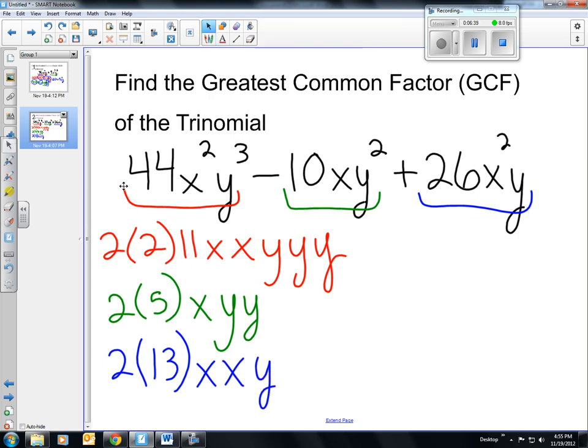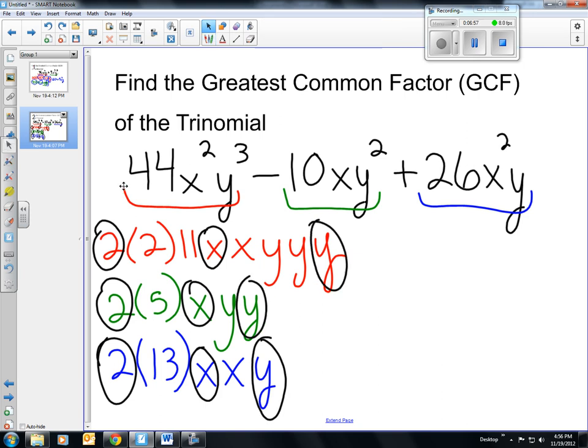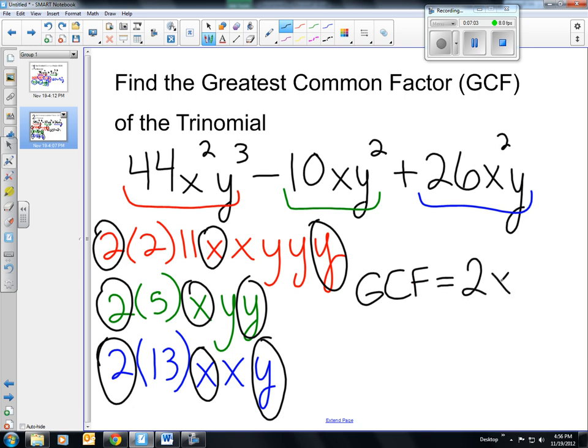Then we're looking for the greatest common factor, what they all share together. They're all going to share 1 two together, they're all going to share 1 x together, and they're all going to share 1 y together. So our GCF here of the trinomial is going to be 2xy in this case.